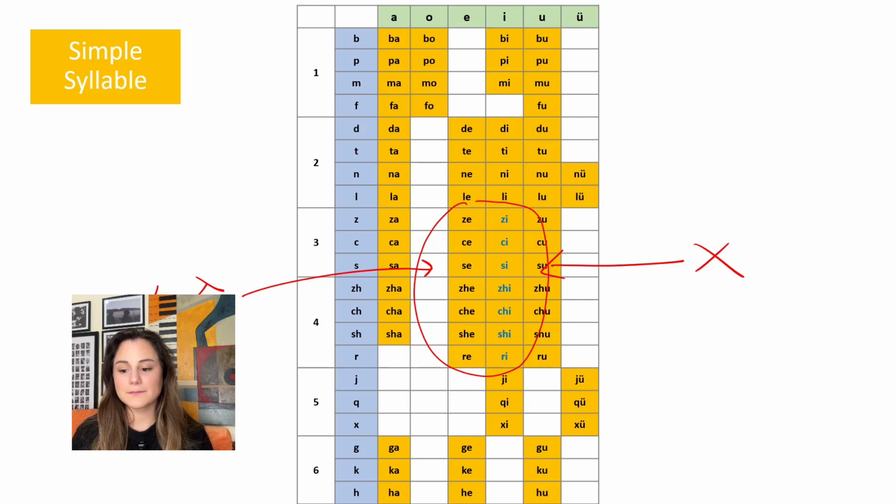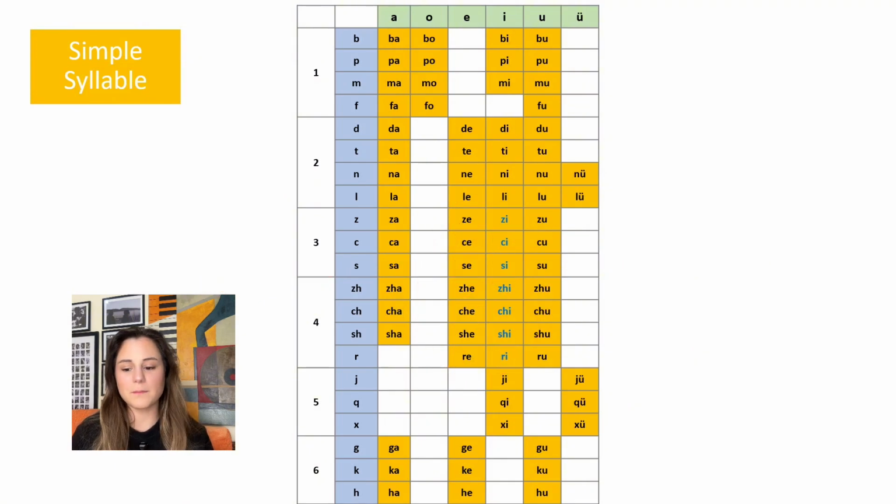So, z, c, s, zh, ch, sh, r. I hope this is helpful. Now, as it follows, we just need to pronounce ji, qi, xi properly, the way we did on the top.